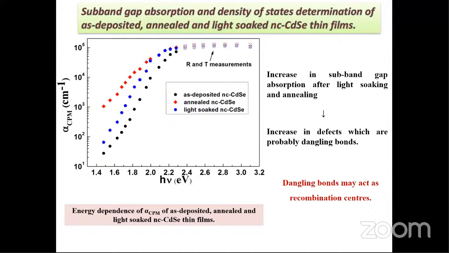So we can see from this alpha CPM spectra which we have obtained that an increase in sub-band gap absorption after light soaking and annealing is taking place, due to which there is an increase in defects, which are probably due to dangling bonds. All of us know that during the preparation of thin films of such semiconducting materials, a large number of bonds are broken, and these broken bonds are known as dangling bonds, which may act as recombination centers.